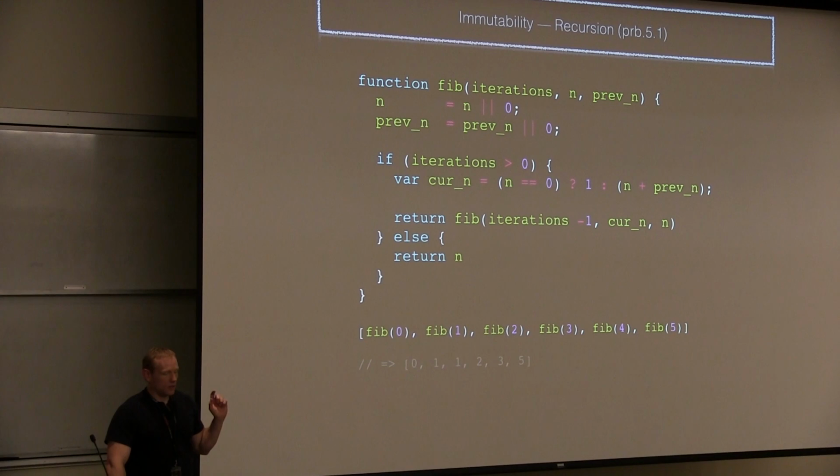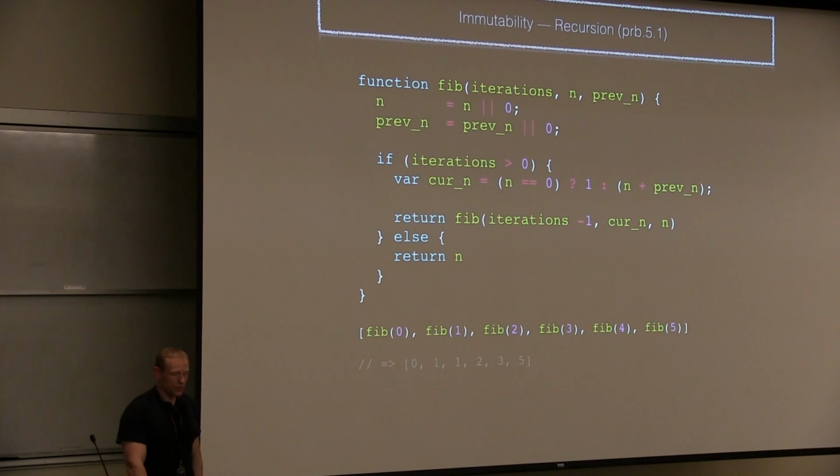So then we're going to recall our function. We'll pass in iterations minus 1, so we'll do it one less time. We'll pass in that current number, which is essentially going to be current number plus previous number. And then we're going to pass in the original number, which will now serve to be the previous number for the next iteration.